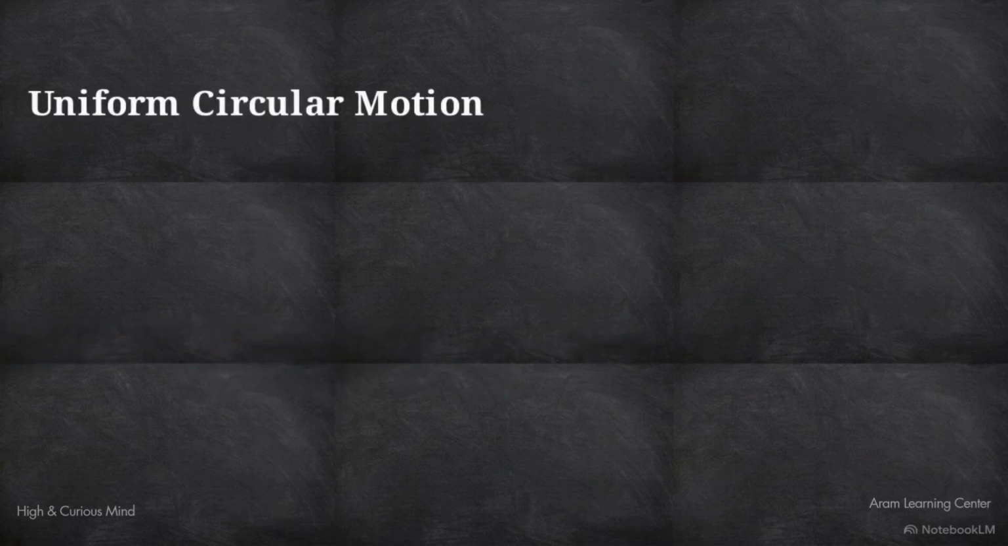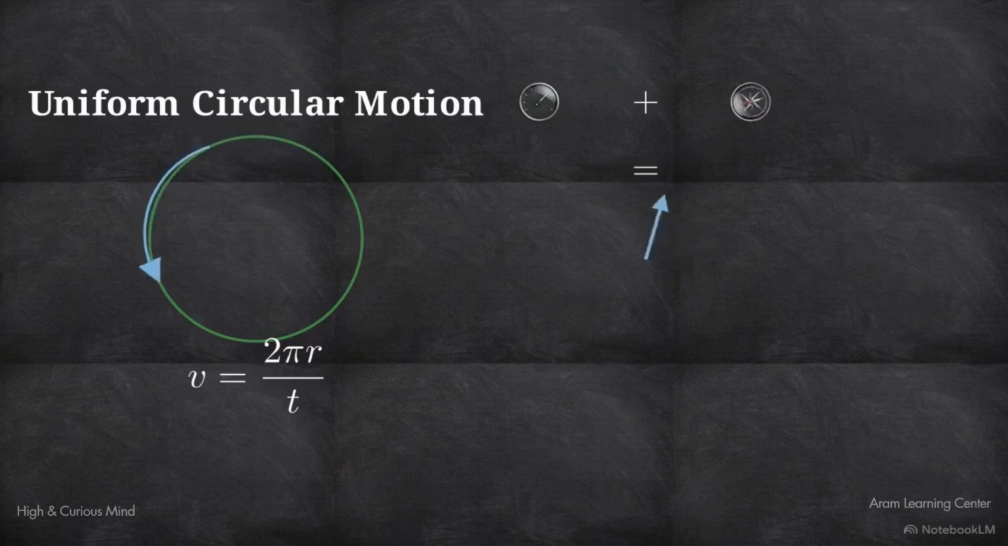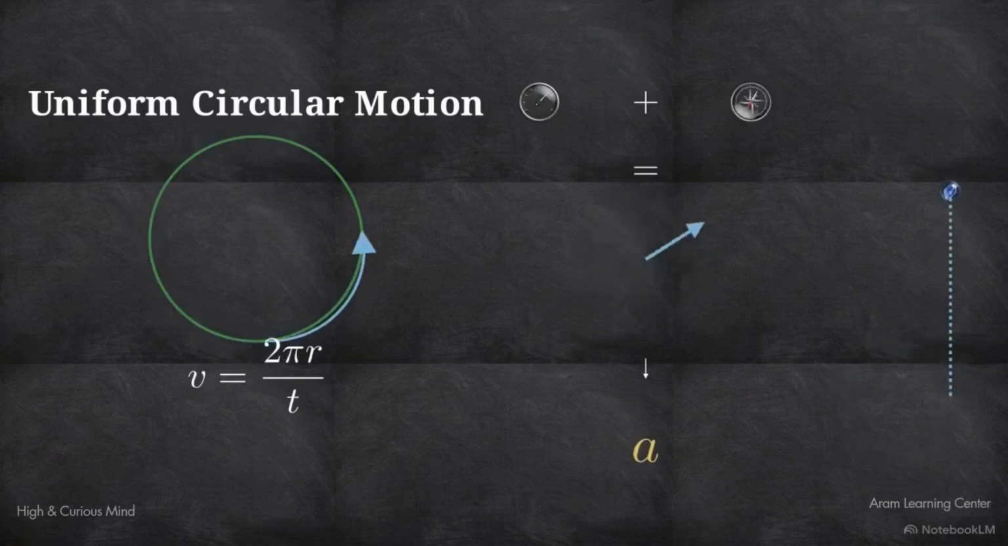Let's put all the pieces together into a quick mental cheat sheet. Uniform circular motion means traveling a circle at a constant speed, calculated as 2 pi r over t. But remember the chain reaction. A constant speed plus a continuously changing direction equals a changing velocity, and a changing velocity guarantees acceleration. Keep that unbroken link in mind, and you will be able to solve any circular motion problem they throw at you.